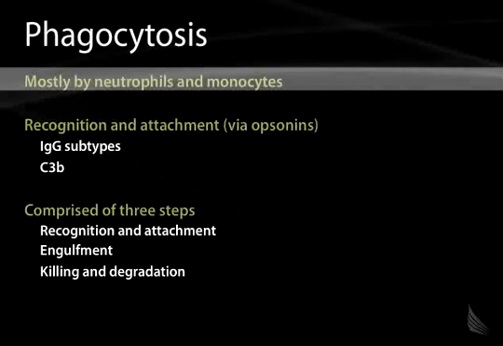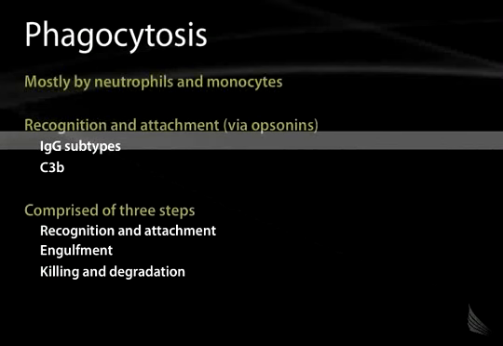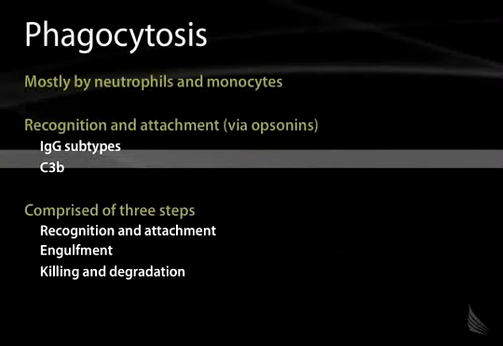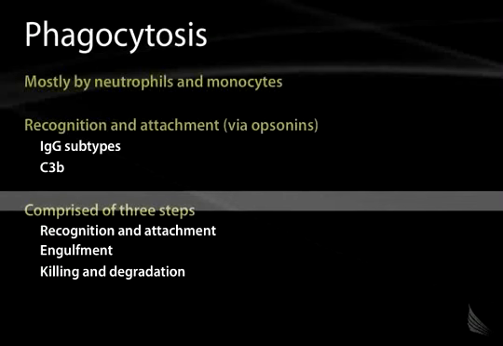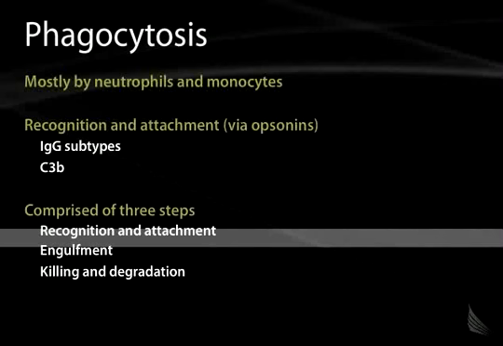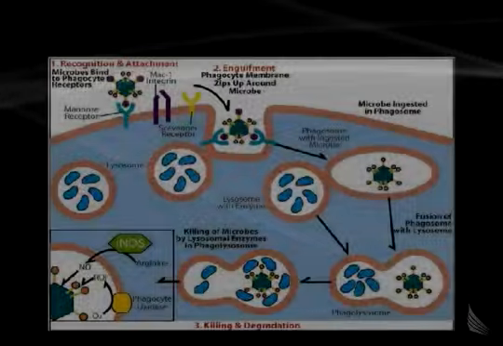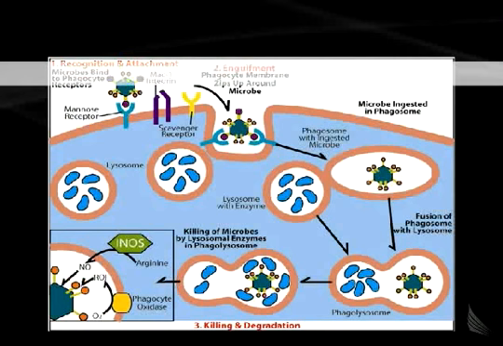And that occurs via recognition and attachment. You have immunoglobulins or complement factors that are bound to the surface of these dying cells. These are called opsonins. The phagocytes, the monocytes and macrophages, recognize those opsonins. They attach, they engulf, and they merge the resulting vesicles with lysosomes to lead to the killing and degradation of that tissue. So here's an example of the way that this would occur.